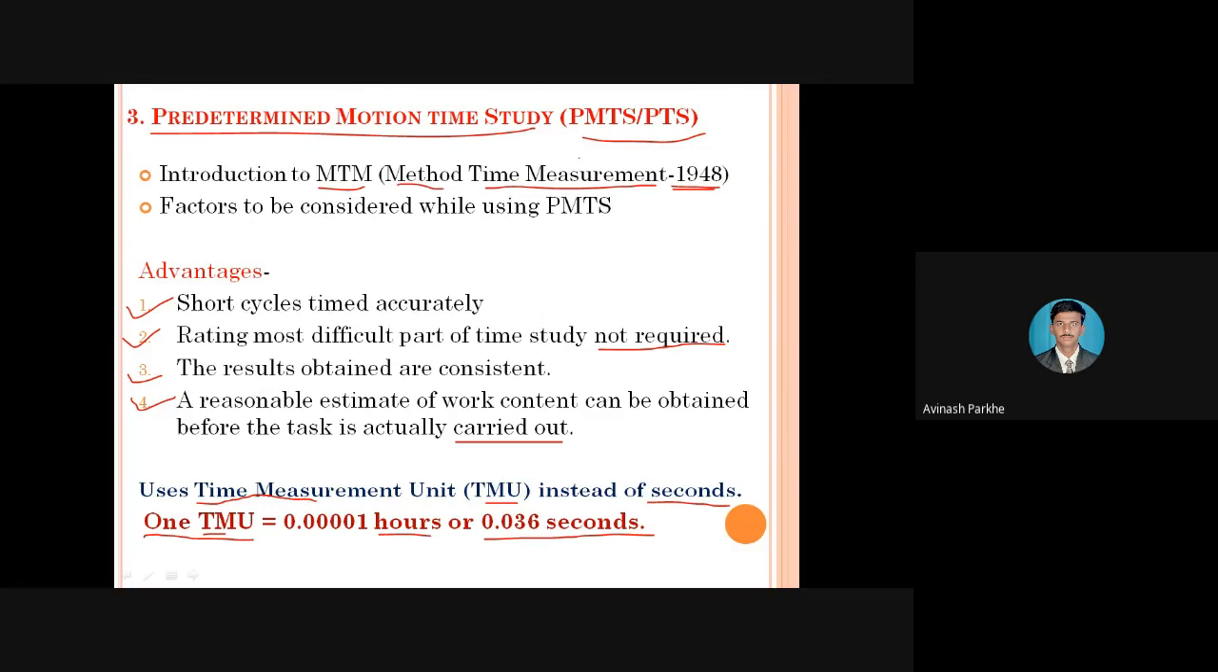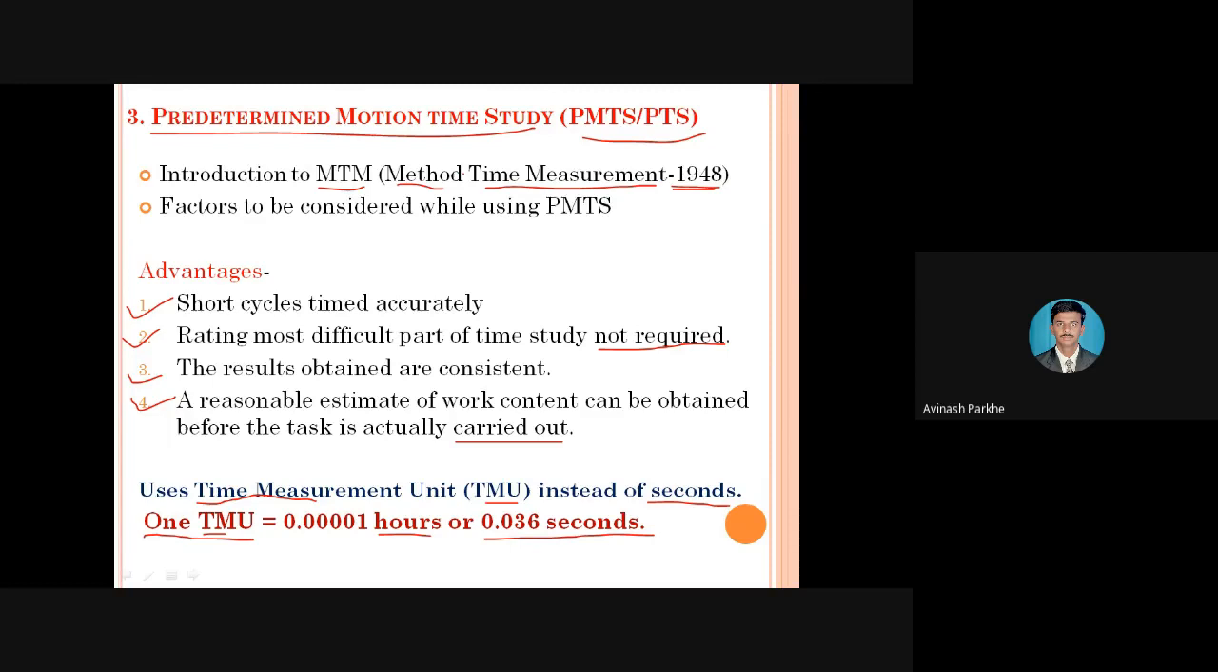Here I am not measuring the time in seconds, minutes, or hours. A special unit is designed which is called a TMU, a time measuring unit, and 1 TMU is equal to 0.00001 hour and is equal to 0.036 second. So this is about the predetermined motion time study, which is obtained from the MTM concept.